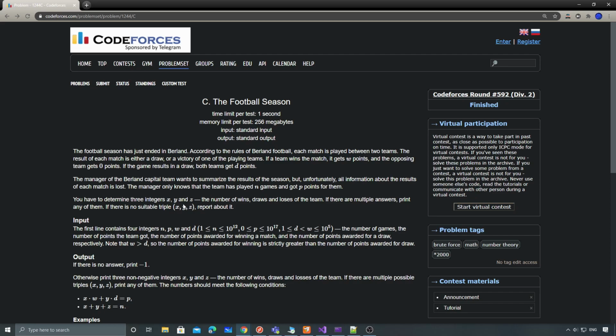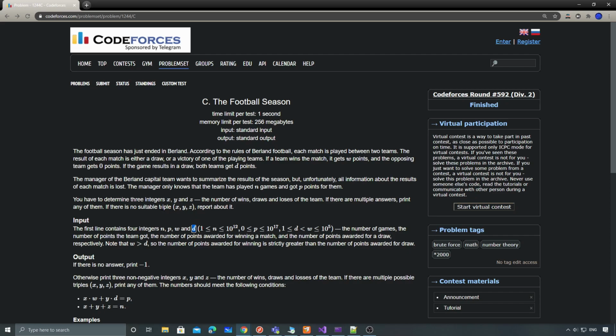You're also given several parameters, which are n, p, w, and d here. Which means that we have a total of n games, and we have a target of p points. w means every time we win a game we get w points, and every time we draw a game we get d points. Of course, by losing the games, we will have 0 points.